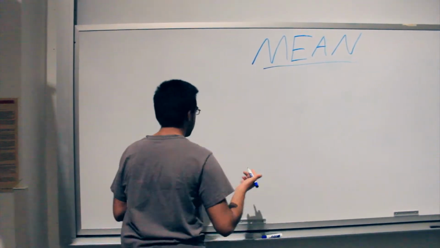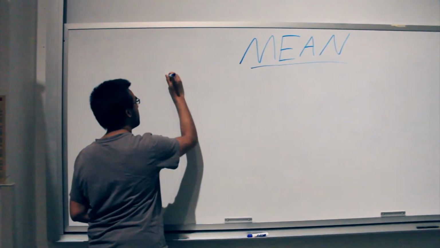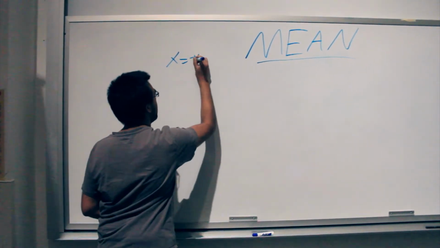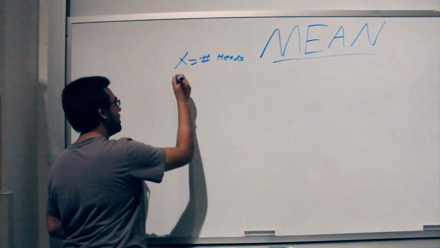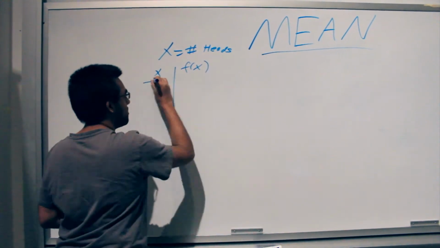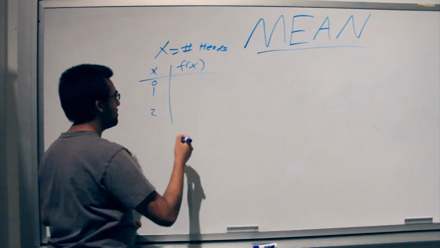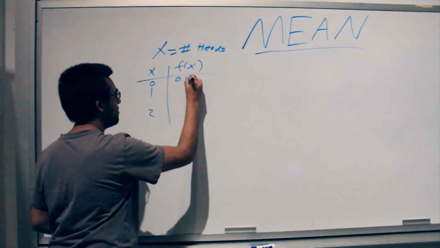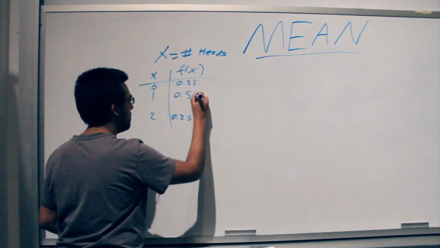You know the common example of a coin flip, right? You have X represents the number of heads that appear on two coin flips. And so X and a little f of X column here. So you have 0 heads, 1 head, or 2 heads. And if you remember, the probabilities are 0.25, 0.5, and 0.25.